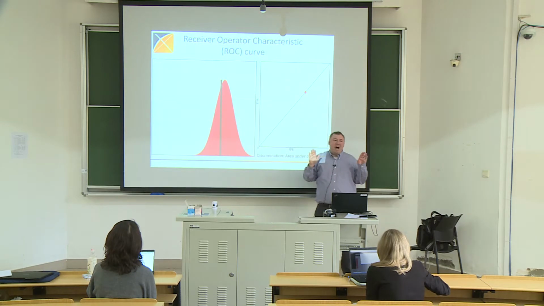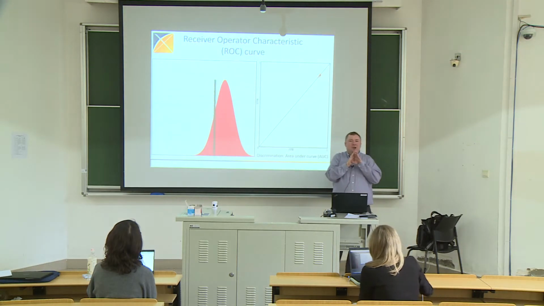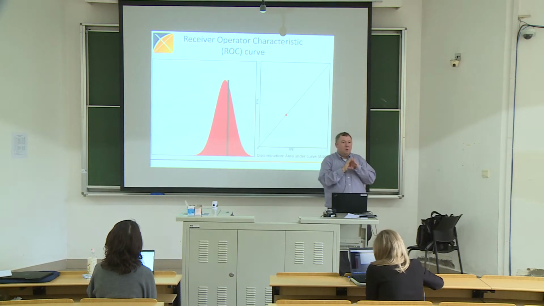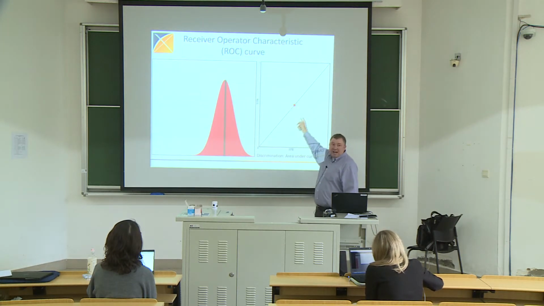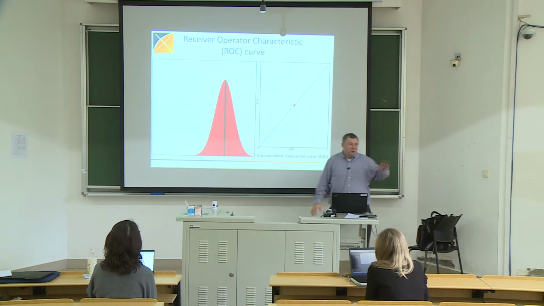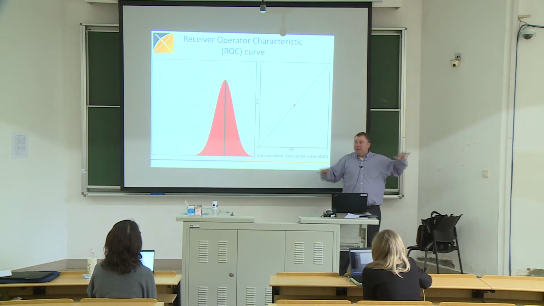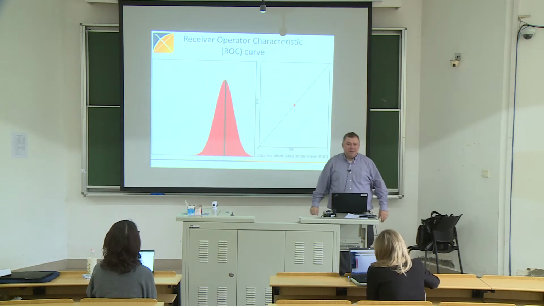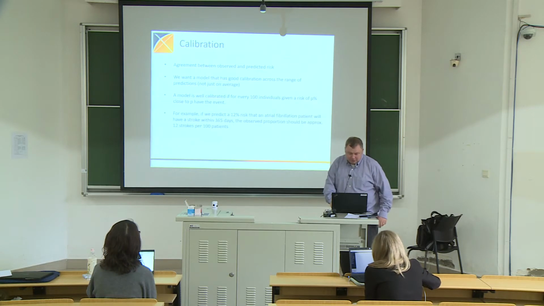So if we cannot separate the predicted probabilities of those who have the disease from those that don't, then we will be no better than random guessing. But if it's very clear that all the people who have the disease have a high probability and all the people who don't have the disease have a really low probability, then we have very good discrimination. Does that make sense at all? No, I see a couple head nods, so okay.